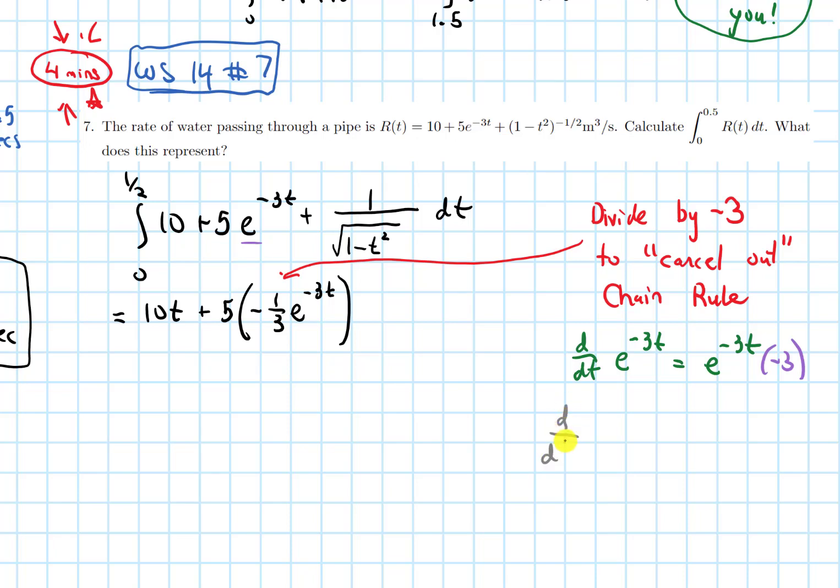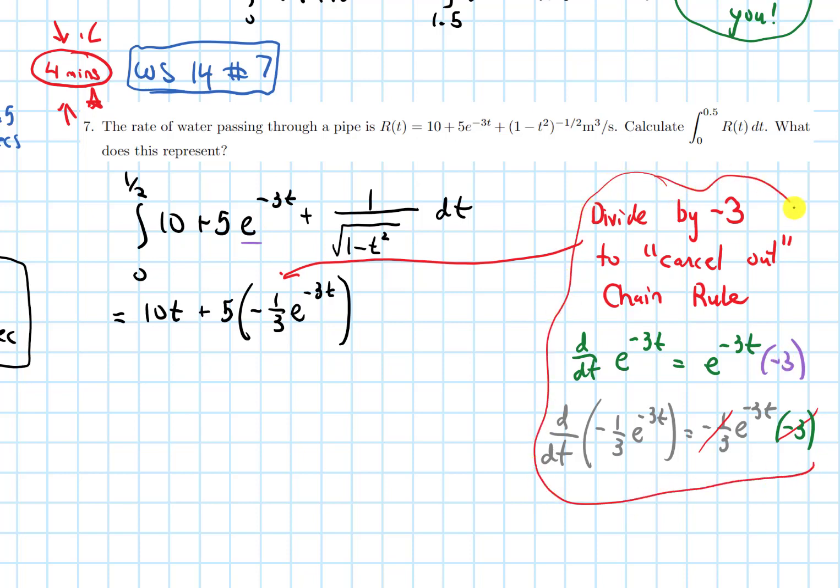So I will adjust this. Instead, I'm going to put a negative 1/3 in front. If I did the derivative of negative 1/3 e to the negative 3t, now when I do chain rule, the negative 1/3 will stay there. And then I'll get times e to the stuff times the derivative of the stuff. The derivative of this exponent is negative 3. But now those negative 3's will cancel. This one will cancel this one, and I just get that original e to the negative 3t, like I want. Okay, so that's why I got to put that negative 1 over 3 in front.